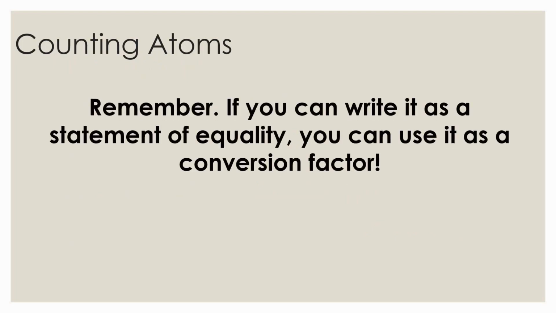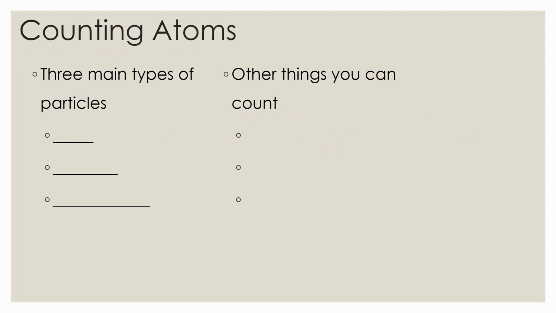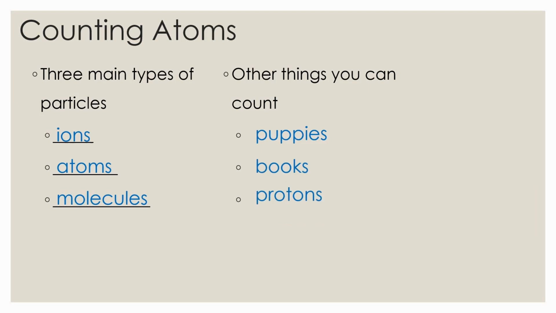So, as we are going into how to use this knowledge of a mole, keep in mind that if you can write something as a statement of equality, you can use it as a conversion factor. So the types of things that we know in moles, the types of things we can count, are ions, atoms, and molecules. But you can count lots of stuff. You can count puppies, you can count books, you can count protons. And if you can count it, you can group it into moles.